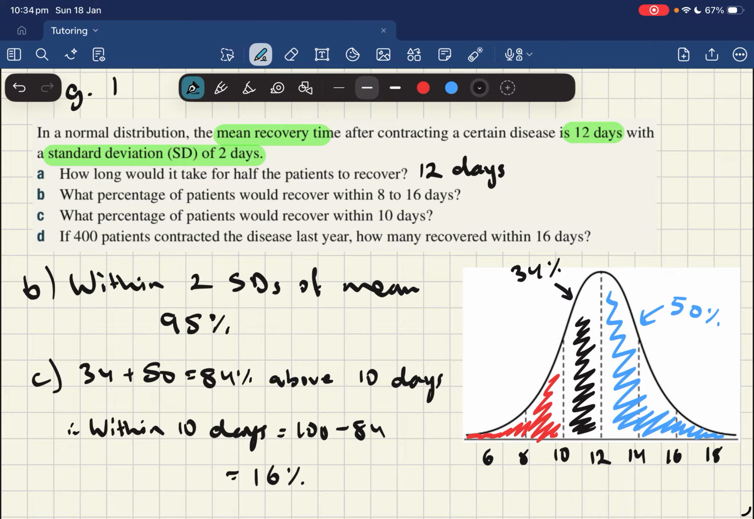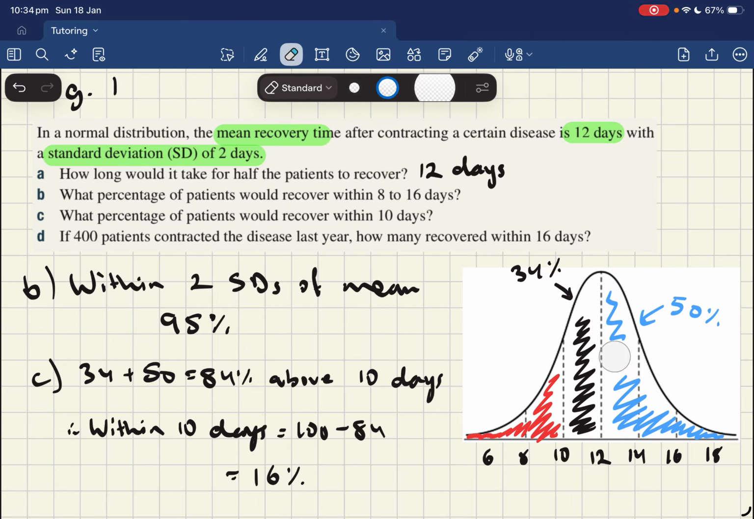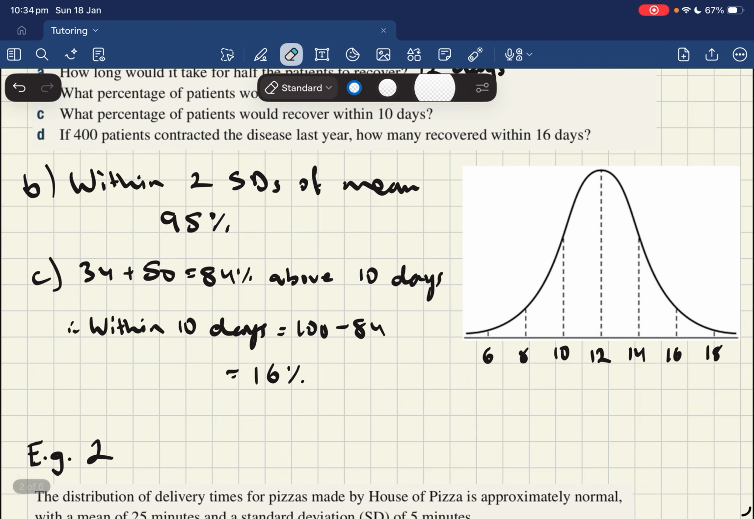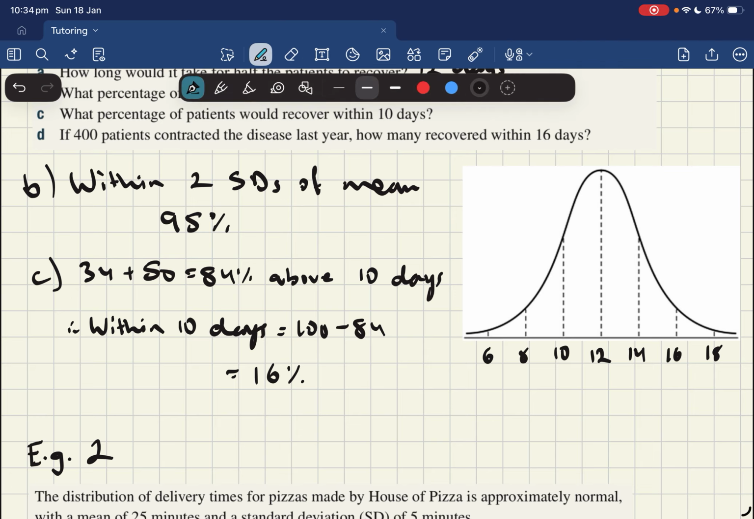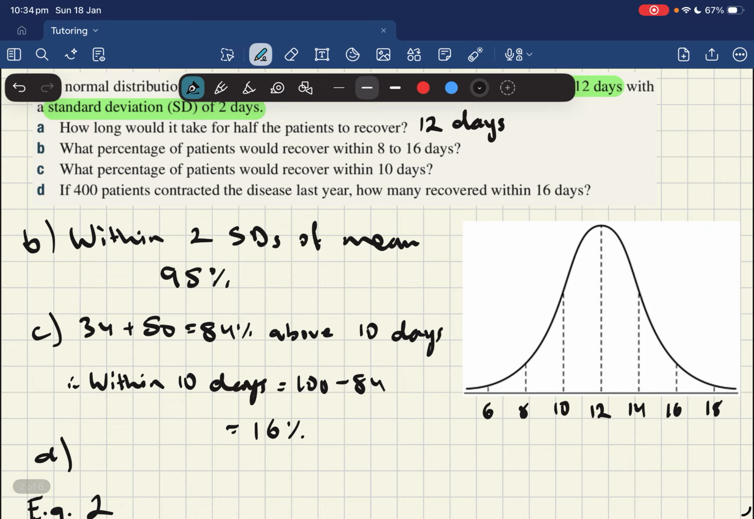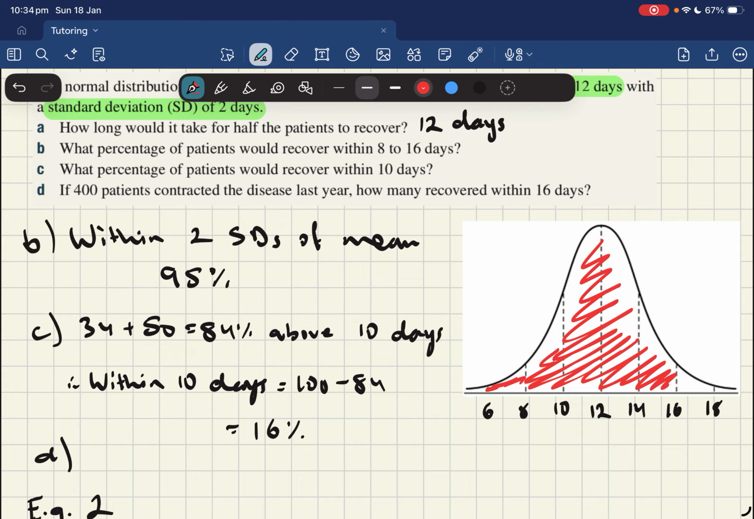So next one, we reset here. Once you do this, we rub everything out and then approach the next question. You may want to draw up a number of different normal distributions to help you with this. It's saying that if 400 patients contracted the disease last year, how many recovered within 16 days? So let's write part D here. Within 16 means 16 or less, so this entire section and everything below.